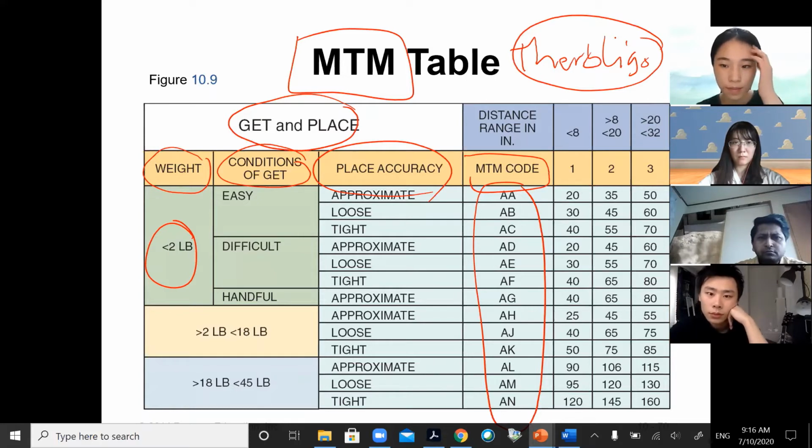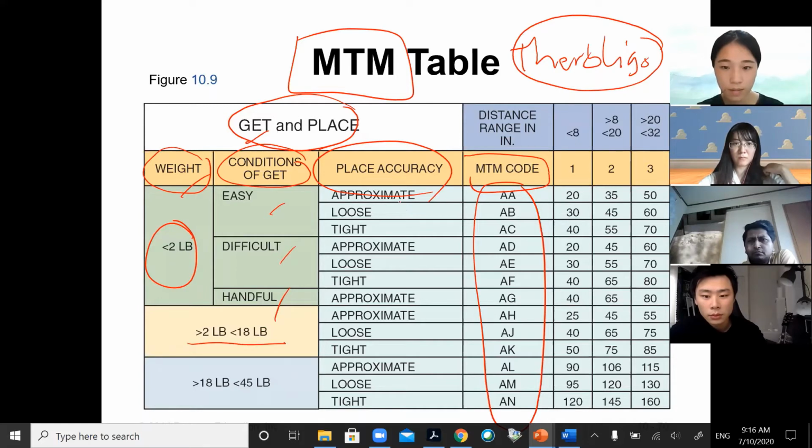They actually researched and found how long it takes to move your finger or your hand from one location to another, or to carry. So this is the type of weight. This is get and place: easy, difficult, handful. Handful means one hand. This is the weight. Approximate, loose, tight, and coded.